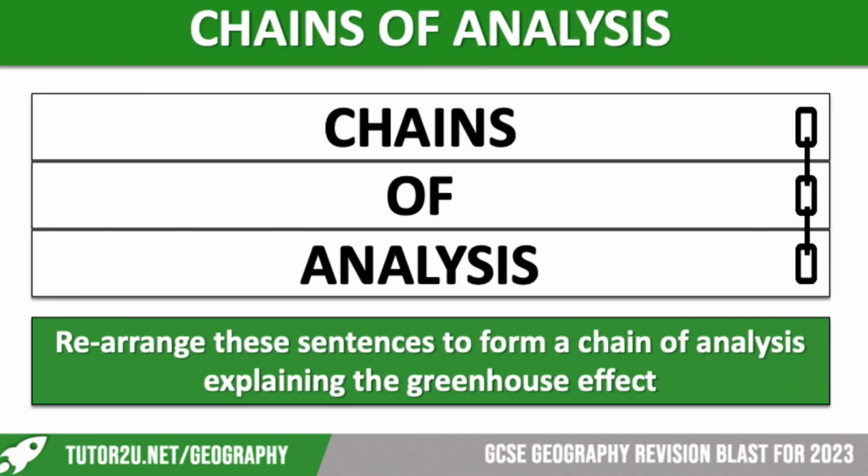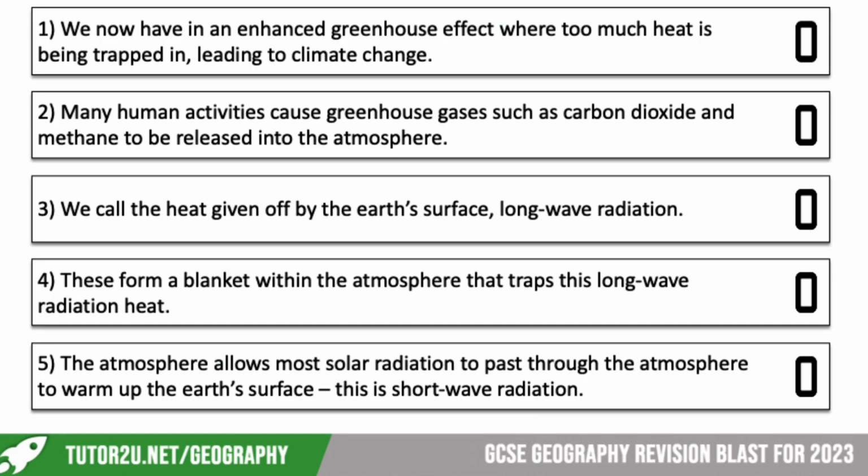Our next activity is chains of analysis. So we're going to show you five sentences which are scrambled up. We want you to rearrange them to try and form a chain of analysis to explain the greenhouse effect. So this time you might want to pause the video to give yourself a little bit more time. So let's have a look at the sentences on the screen.